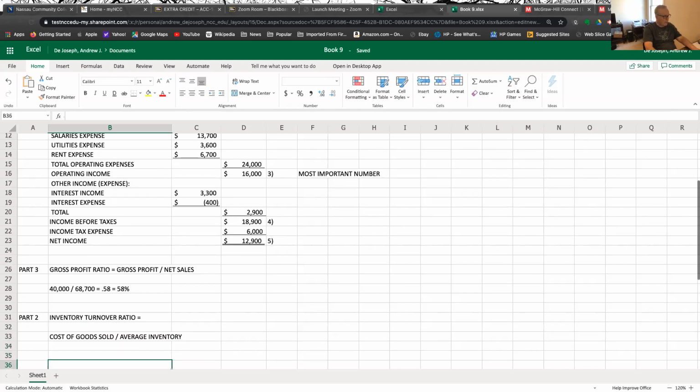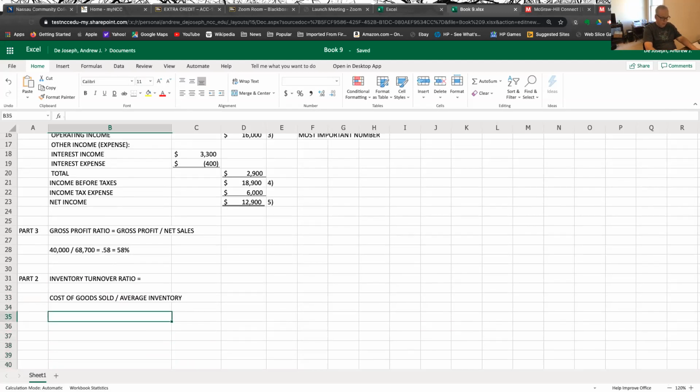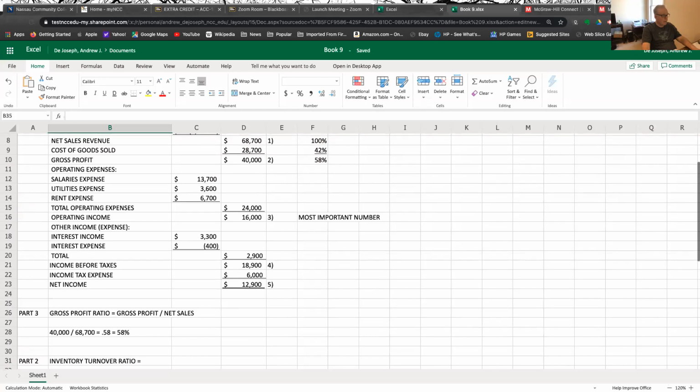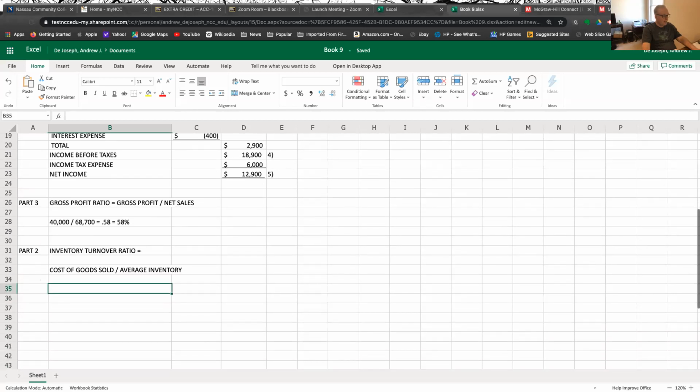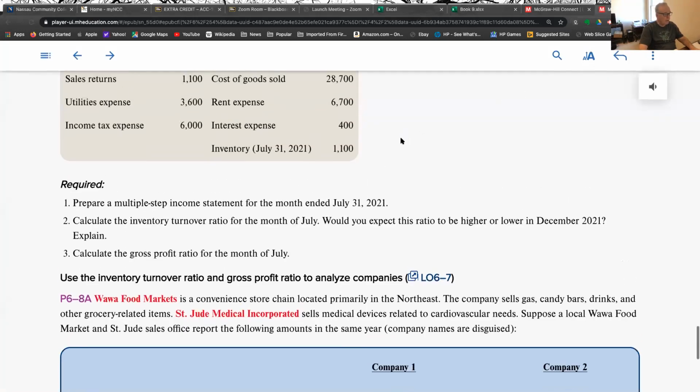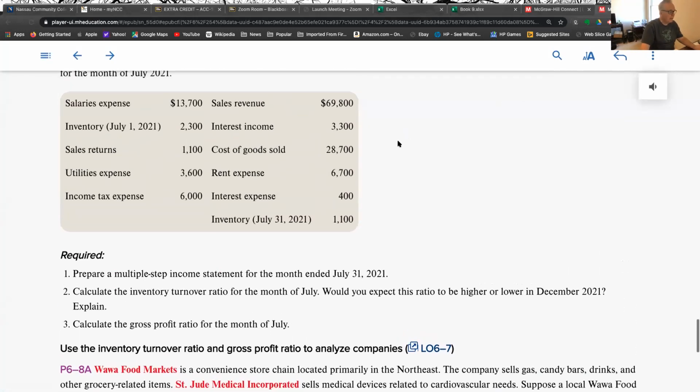Now, in our case, cost of goods sold was what? What does it say here? Cost of goods sold was $28,700 divided by the average inventory. Go back to the problem. Remember they gave us inventory in the problem? You might have said, what the heck did they give us that for? So they gave us the beginning inventory was 2,300 and the ending inventory was 1,100.